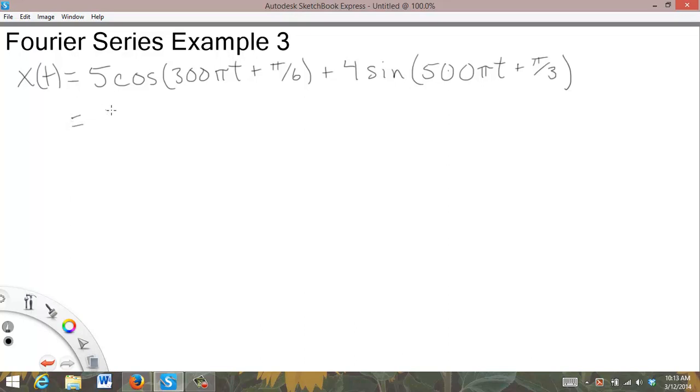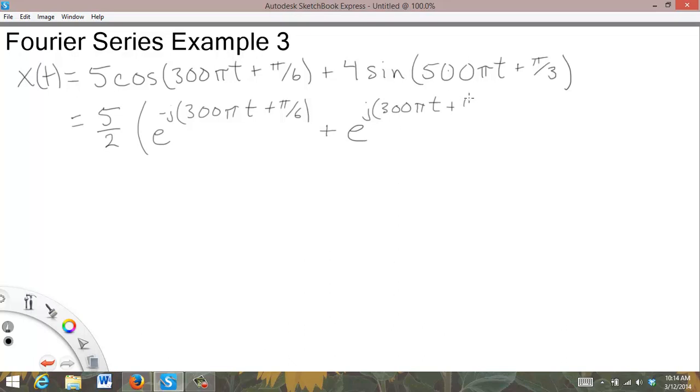So writing this using Euler's, we have 5, I'll put the half out front, 5 over 2 times the quantity e to the minus j. This is our theta, so it's 300 pi t plus pi over 6. And it's cosine, so it's plus e to the positive j 300 pi t plus pi over 6, close parentheses.